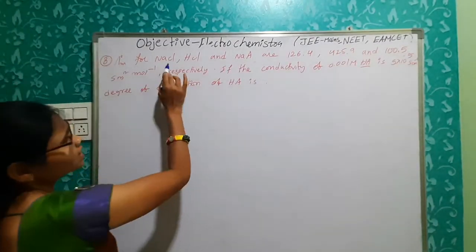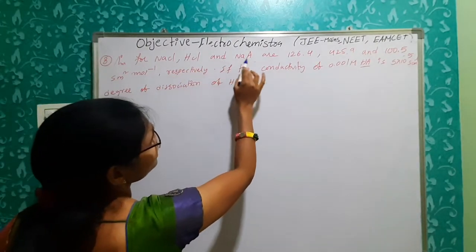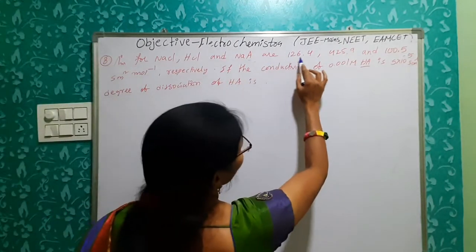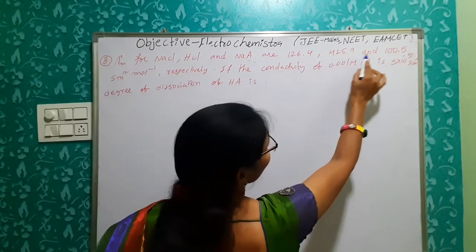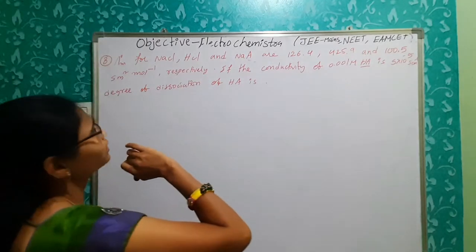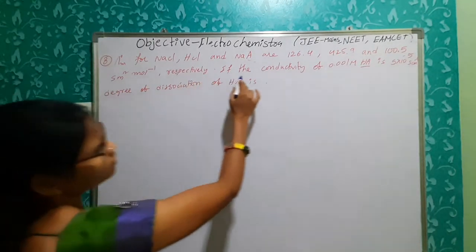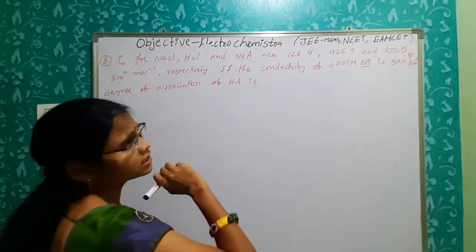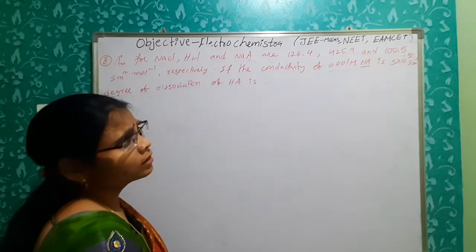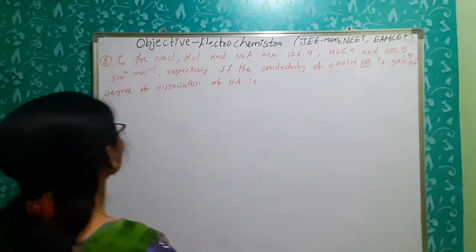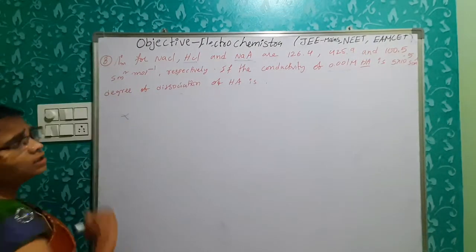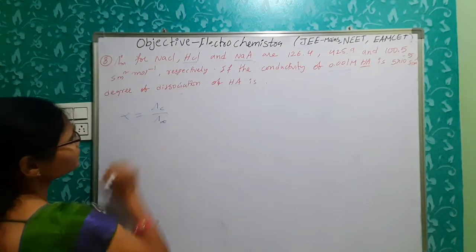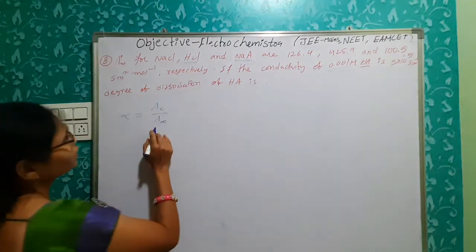The molar conductances of NaCl, HCl and NaA are 126.4, 425.9 and 100.5 Siemens centimeter square per mole respectively. If the conductivity of 0.01 molar HA is 5 into 10 power minus 5 Siemens meter inverse, what is the degree of dissociation? So what is the degree of dissociation? Alpha is equal to lambda c by lambda infinity.